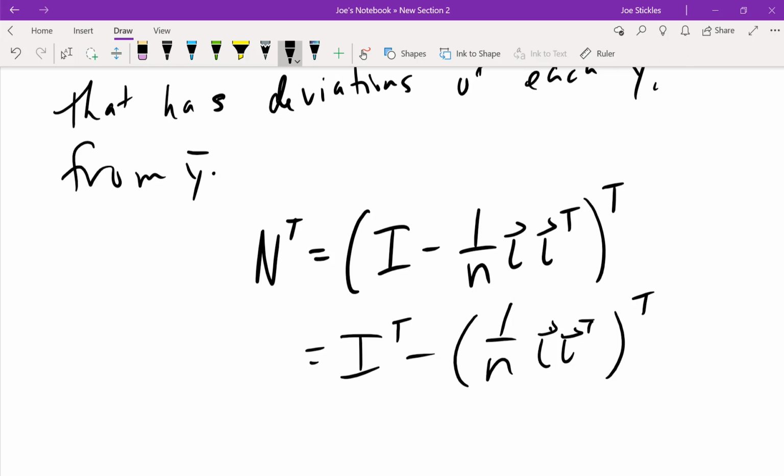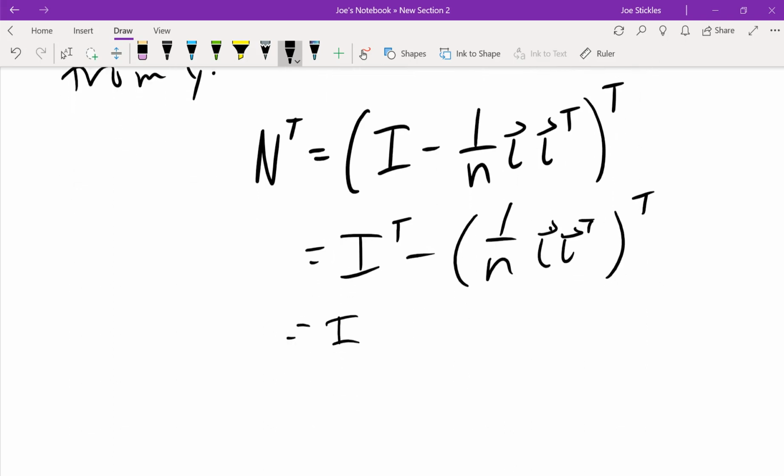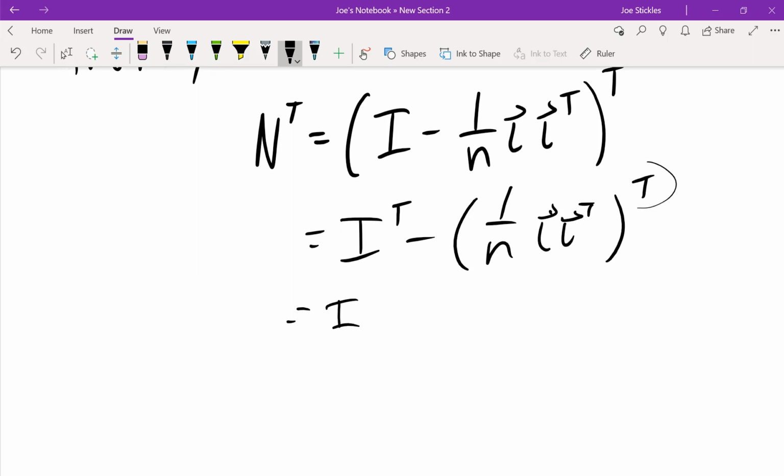Now some other properties. Well, what matrix is I? Identity matrix. If you take the transpose of the identity, what do you get? The identity back again, right? So we get I out, right? And then what can I do with a constant inside the transpose? I can pull it out.